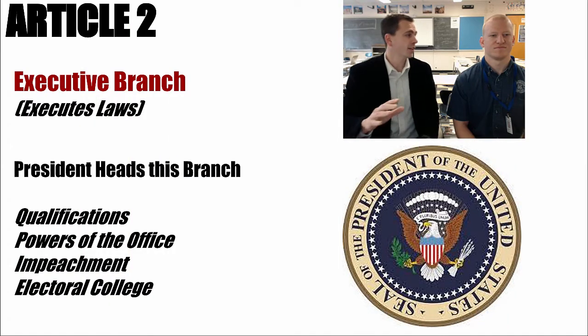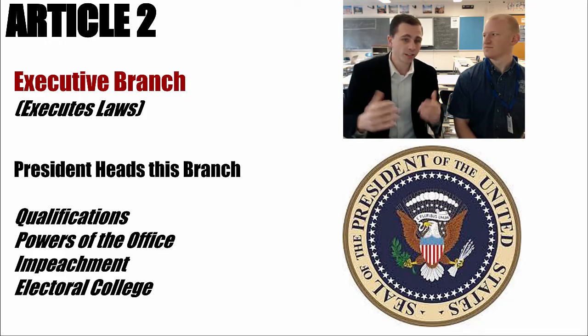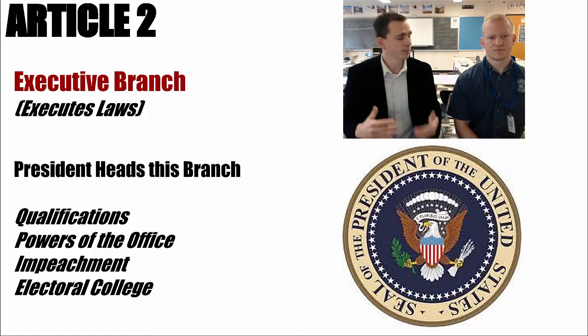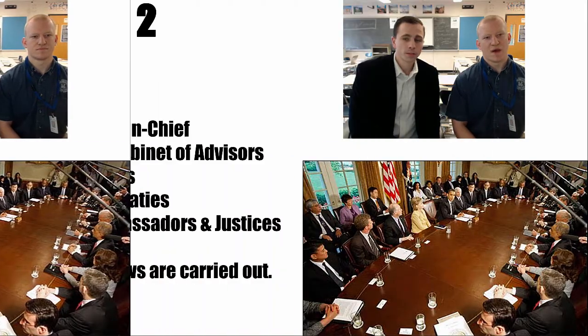Article 2 is the executive branch. This is the branch that enforces or executes the laws. The President of the United States is the head of this branch, and this article also describes the qualifications of president, the powers of the office, impeachment, as well as the electoral college system and how we actually choose our next president.